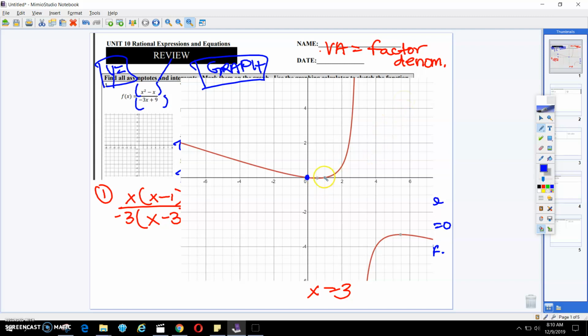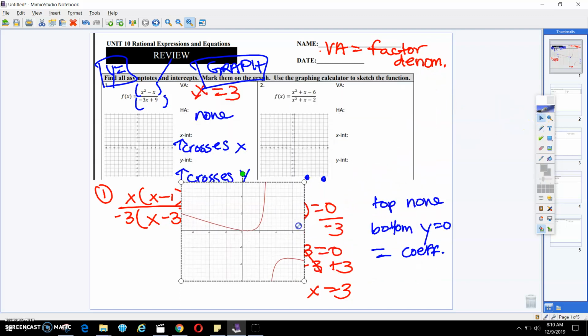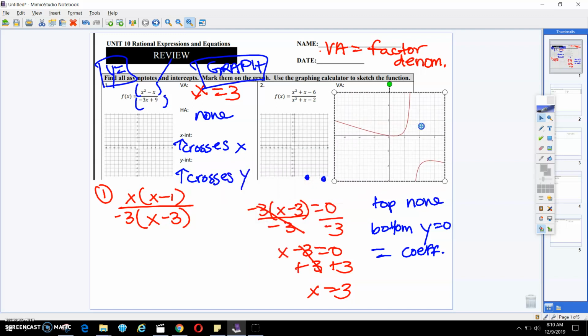We're also going to have an x-intercept at x equals 1. And the way I find this out, because that's kind of hard to see, you're actually going to use the numbers that are in the top, just for future reference.